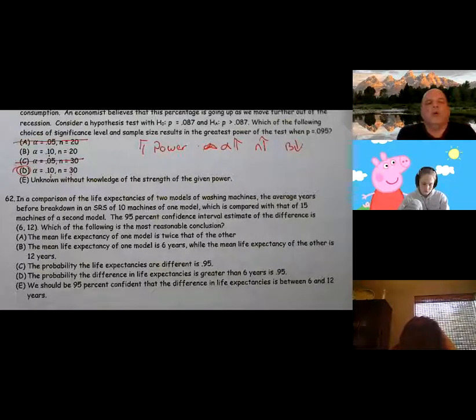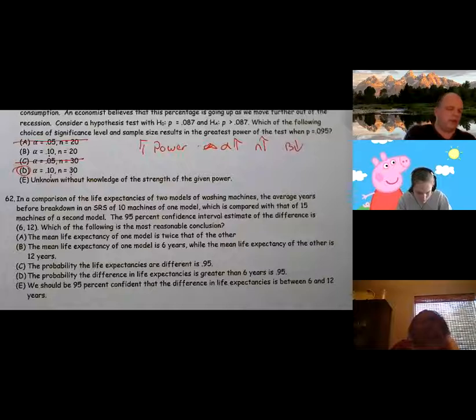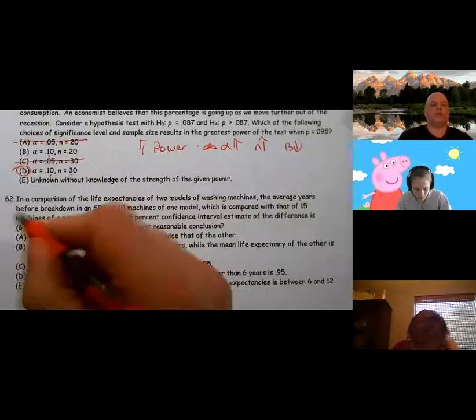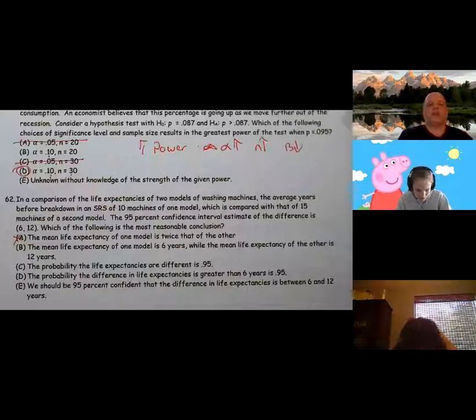Well, first off, we never ever talk about probability. So let's look at these. The mean life expectancy of one model is twice the other. We didn't say that. We just said the difference is between 6 and 12 years. The mean life expectancy of one model is 6 years, while the other is 12. We definitely didn't say that. We just say that the difference is somewhere between 6 and 12 years. We don't know if it's as low as 6 or as high as 12, but somewhere between there. We didn't say how long either one of them lasts.